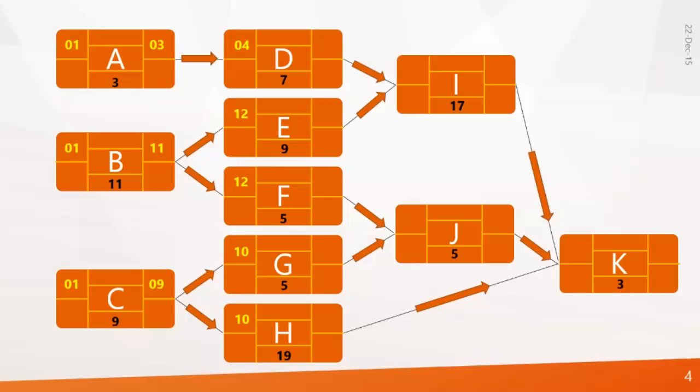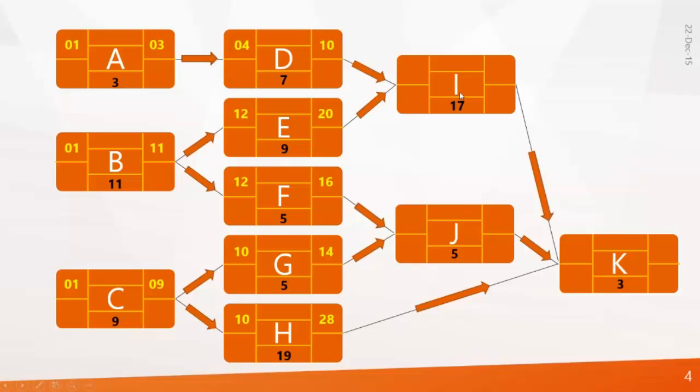Again, the same calculation goes for D: 4 plus 7 makes 11, minus 1 gives you 10. So the same calculation goes for E, F, G and H.